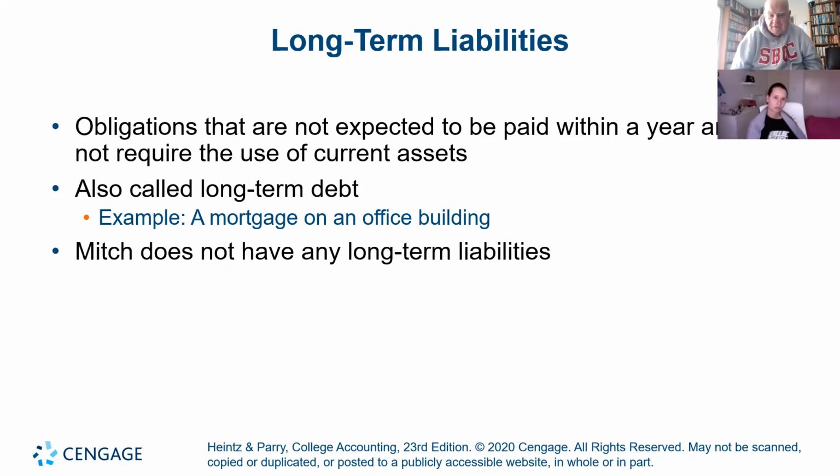Long-term liabilities. These are the debts that don't come due in the next year. Obligations not expected to be paid within a year. And we can also call them long-term debt, long-term liabilities. A good example is a mortgage. You buy an office building and you put $100,000 down in cash, and the deal is you pay the $900,000 over the next 10, 20, 30 years. That is the long-term portion of this, okay? Mitch does not have any long-term liabilities yet.